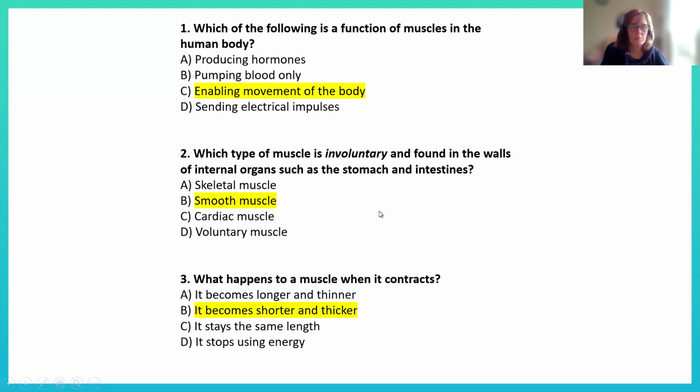So I'll just pop those answers up then. So the first one, B, it does say pumping blood only. So no, it's not pumping blood only, but it is pumping blood. And C is correct, enabling the movement of the body. That's a function of the skeletal muscles. What type of muscle is involuntary? It's smooth. It just doesn't look stripy, basically. And what happens when the muscle contracts? It becomes shorter and thicker. Those fibers pull in together.